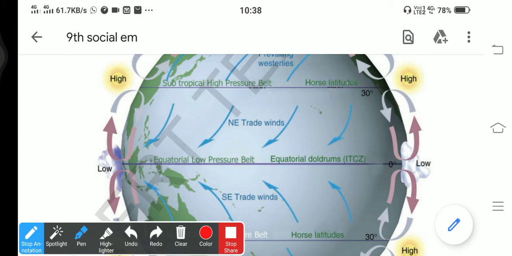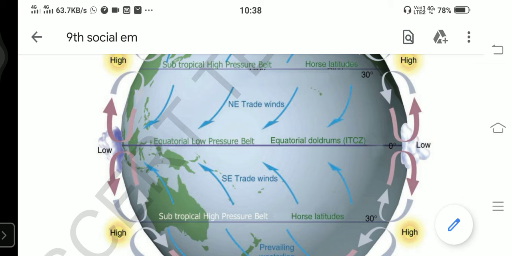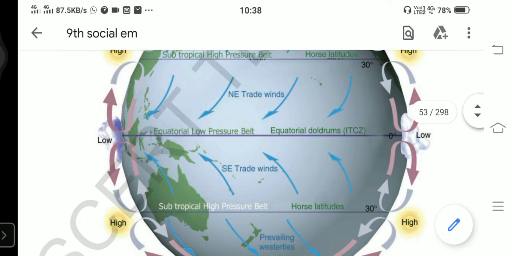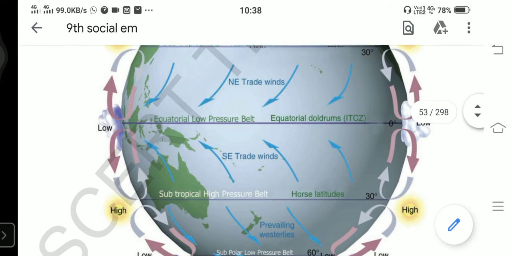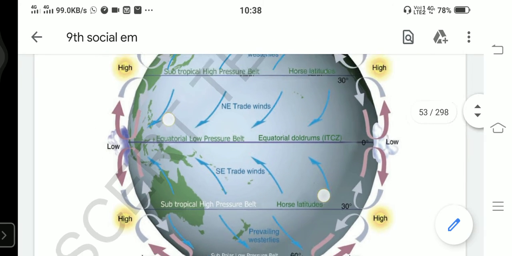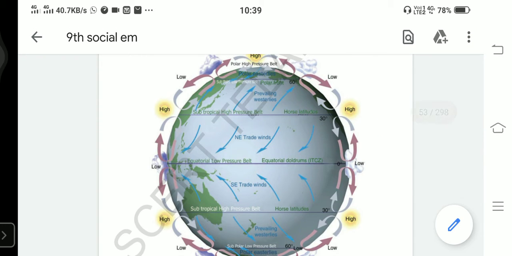This area, what do we call? Equatorial low pressure belt. It is also called the ITCZ, that is, the intertropical convergence zone. Which one? Equatorial low pressure belt. Okay, now let us see how the air will influence the winds, right?